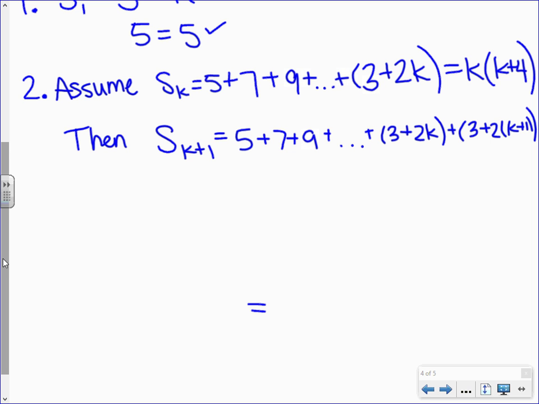Let's go ahead and figure out what we are working towards. If our k sum equals k times k plus 4, what do we want our k plus 1 sum to equal? Will, what do you think? Can you tell me where you're getting the square?